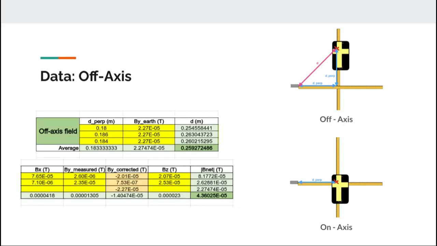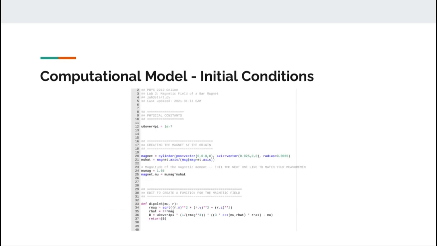For the off-axis, we did a similar thing. On the right is a representation of what the off-axis and on-axis setups look like. For the off-axis, we also measured different magnetic field values for a given distance. Then we had to do a computational model, demonstrating what was happening with the magnetic field. These were the initial conditions with the magnet and the magnetometer.